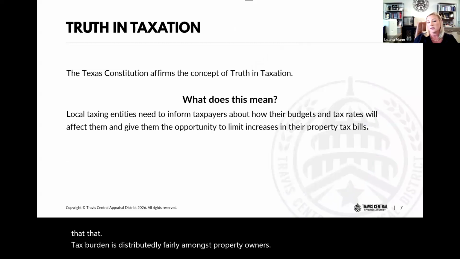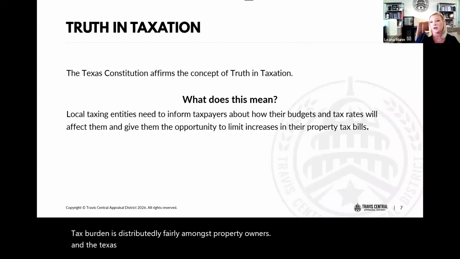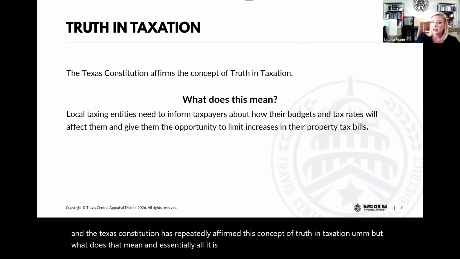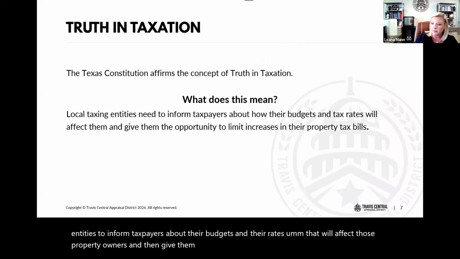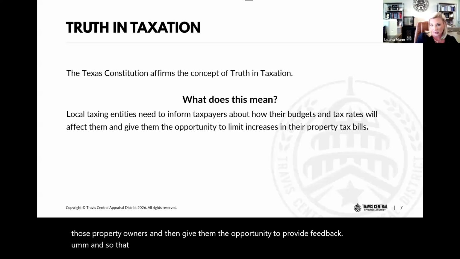And the Texas Constitution has repeatedly affirmed this concept of truth in taxation. But what does that mean? Essentially, all it is is tax transparency. So the legislature wants taxing entities to inform taxpayers about their budgets and their rates that will affect those property owners, and then give them the opportunity to provide feedback. And so that is the process that we're within right now in the cycle.